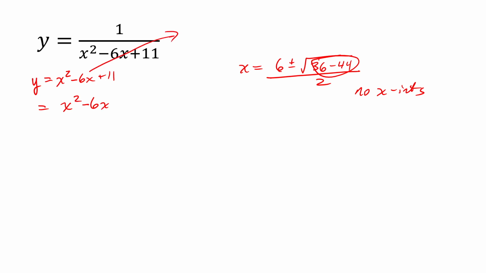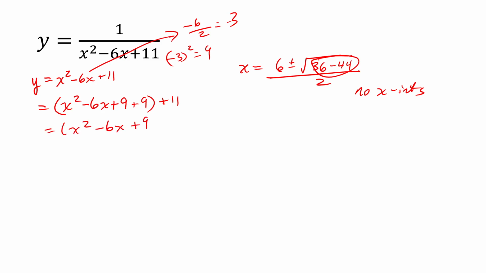The number negative 6, if we divide it by 2, we get negative 3. If we square negative 3, we get 9. So we can say x squared minus 6x plus 9 minus 9, and then plus 11. That allows us to say x squared minus 6x plus 9. Whoops, this should have been a minus 9, sorry. Minus 9 plus 11, which would ultimately give us x minus 3 quantity squared plus 2.